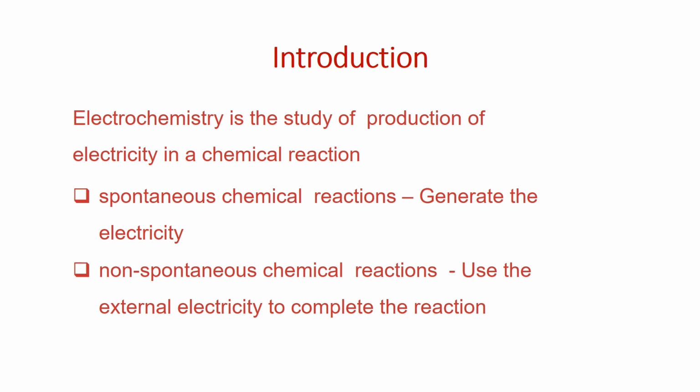Okay, there are two types of reactions. One is a spontaneous reaction and another one is a non-spontaneous reaction. In a spontaneous reaction, there will be the generation of electricity. Through this reaction, the electrons will be produced and hence there will be a current generation, right? And another reaction is a non-spontaneous chemical reaction. That is, if we supply external energy, that is electrical energy, the reaction will perform, else it will not perform.